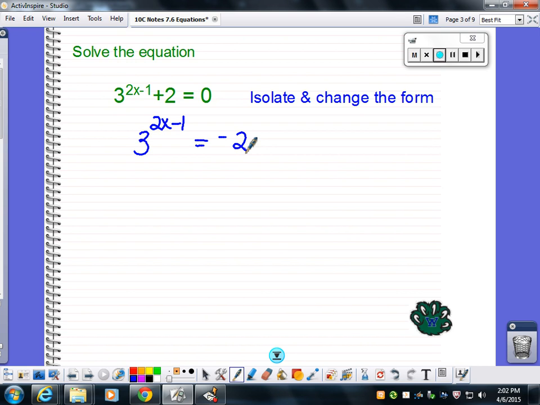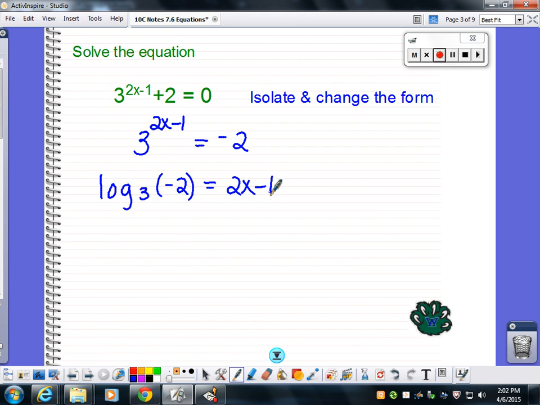All right, same base, 3 and negative 2. I can't rewrite those with the same base, so that means I'm going to change the form. When you can't rewrite the same bases, your next step is to change the form. So we're going to rewrite this in the logarithmic form: log base 3 of negative 2 is equal to 2x minus 1.